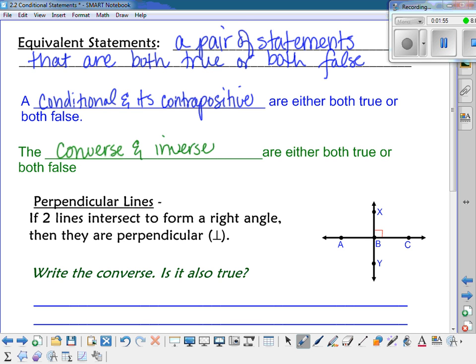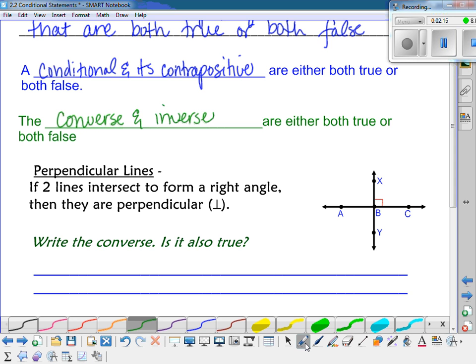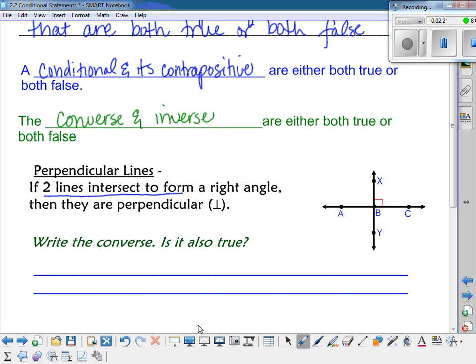Okay, next thing we have to talk about a little bit is perpendicular lines. This might seem like a little bit of a non sequitur, but we're going to use this as we continue on. So first I need to tell you something about perpendicular lines. If two lines intersect to form a right angle, then they are perpendicular. So if we look at this statement, two lines intersect to form a right angle, that would be my hypothesis. They are perpendicular would be my conclusion. So we're going to write the converse and we're going to decide if it is also true.